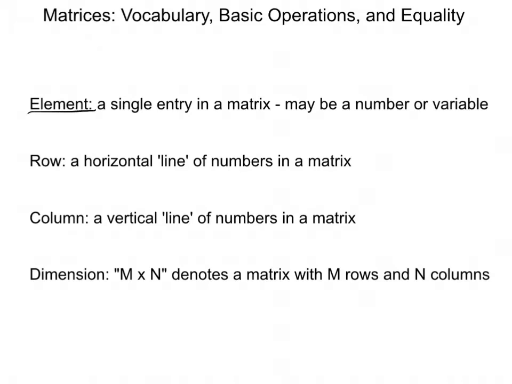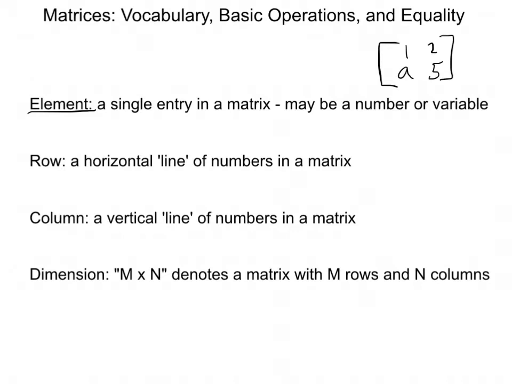The word element just refers to any single entry in a matrix. It may be a number, it may be a variable. So, for instance, if you've got 1, 2, A, 5, the elements here are 1, 2, A, and 5. So if you ever see a question asking you to find a particular element, it just means find a particular number or a particular entry in a matrix.